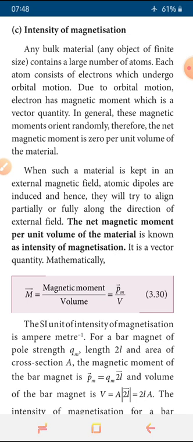After that we discussed intensity of magnetization. The definition we discussed in the last class is the net magnetic moment per unit volume. This is called intensity of magnetization. There was a formula, M vector is equal to pm vector divided by V, equation 3.30. You all may remember what pm is, and for volume we have a general formula that we can apply in this equation.